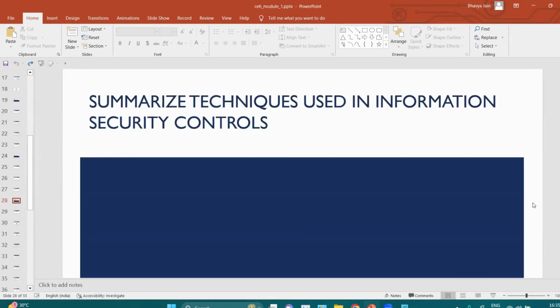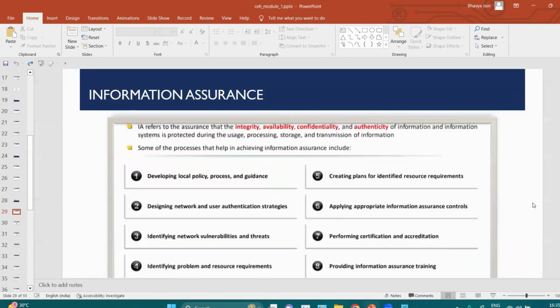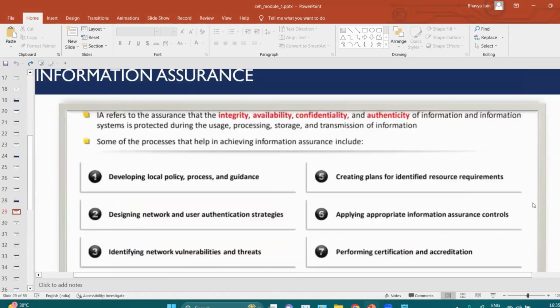Okay. Then we have summarized techniques used in information security controls. So first we have information assurance. So IA refers to the assurance that the integrity, availability, confidentiality, and authenticity of information and information systems is protected during the usage, which is processing, storage, and transmission of information. That is known as IA, which is information assurance. So in here, we are ensuring the pillars of cybersecurity with the three states of data. And we are securing the information and information systems.